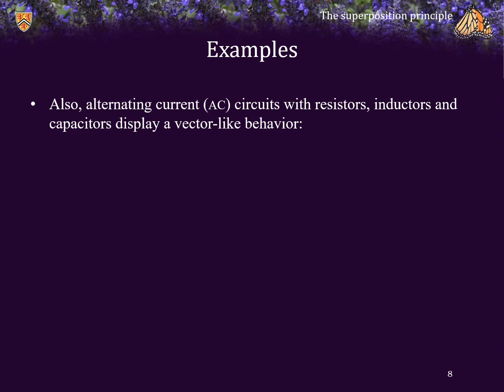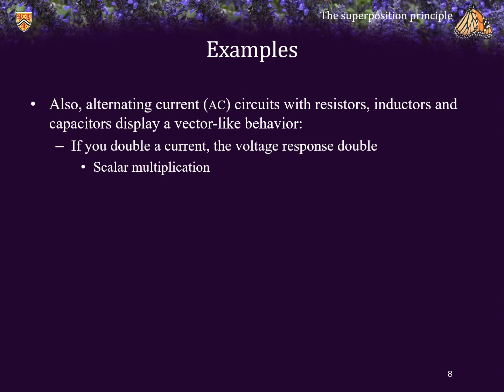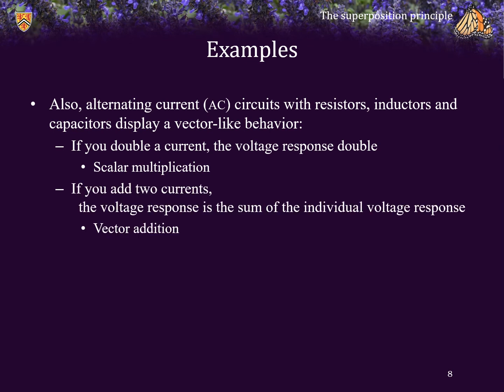Also, alternating current, that is, sinusoidal currents, in a circuit that has resistors, inductors, and capacitors displays a vector-like behavior. If you double the current, the voltage response will double. This is essentially scalar multiplication. If you add two currents and put the sum of those two currents through the circuit, the voltage response of the circuit is the sum of the individual responses. That is vector addition.